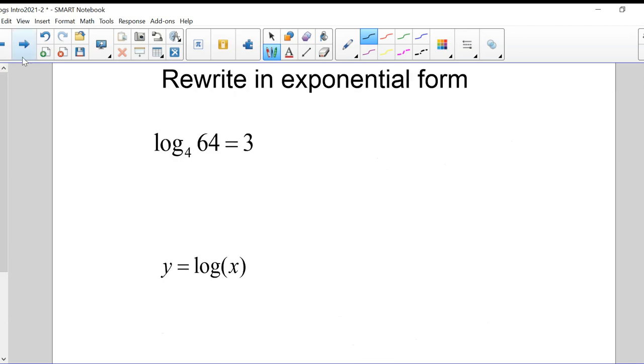What about if I had to go the other way? What if I had to rewrite in exponential form? Well, that's not so hard. Again, the base is this thing right here. So I'm going to say, and by the way, this statement is a statement of fact. The log base 4 of 64 is 3.